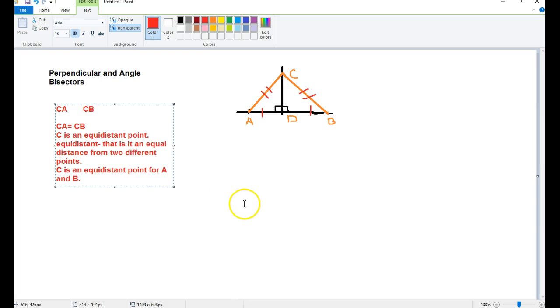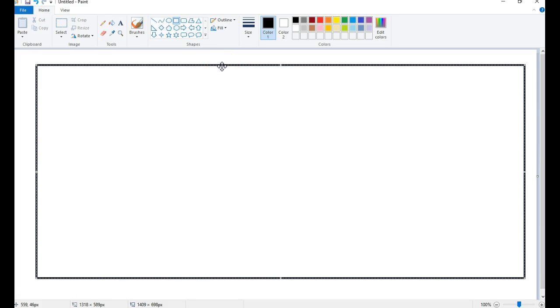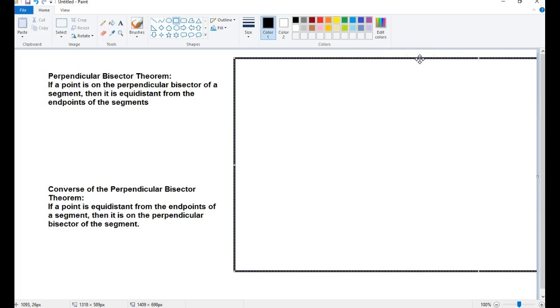Alright, so now we're going to go on and try and go through a couple theorems for this and some examples for that. Okay, so we have the first two theorems, which are just the converse of each other, and they say that it's for the perpendicular bisector theorem and the converse of the perpendicular bisector theorem. So it says, if a point is on the perpendicular bisector of a segment, then it is equidistant from the endpoints of the segment. The converse, if a point is equidistant from the endpoints of a segment, then it is on the perpendicular bisector of the segment.